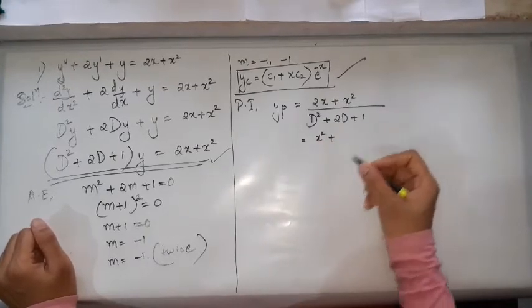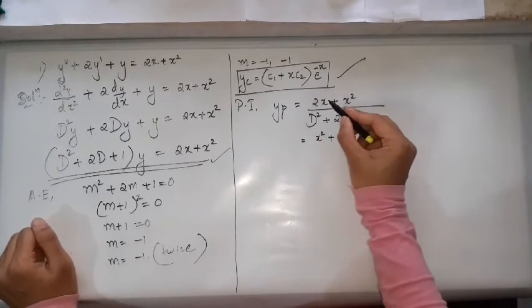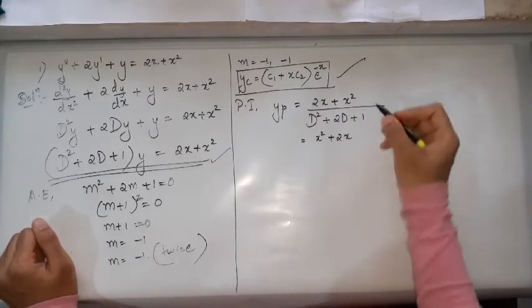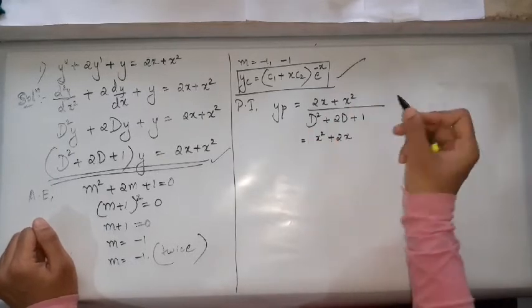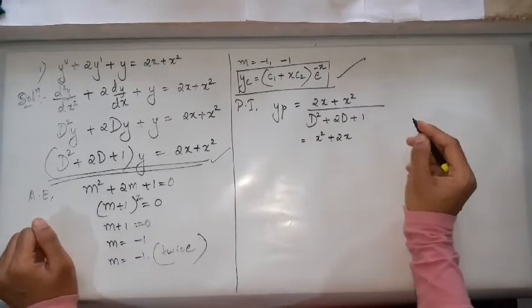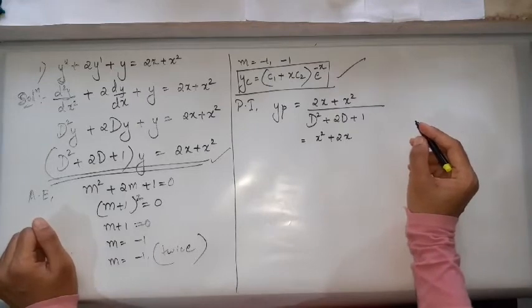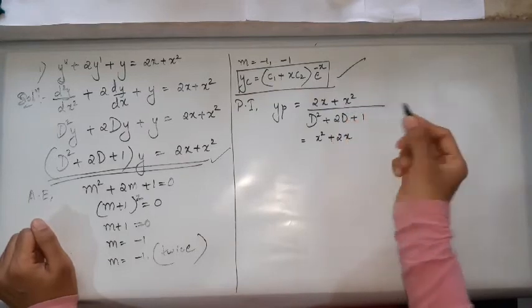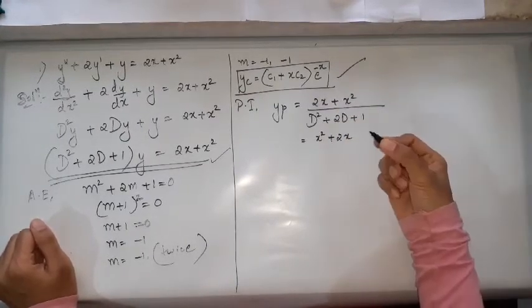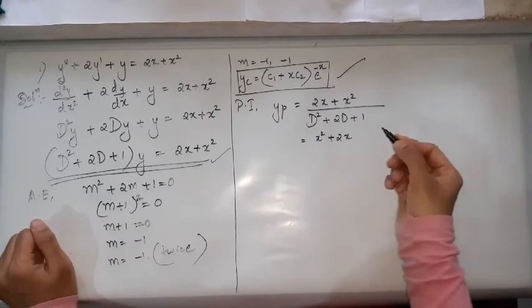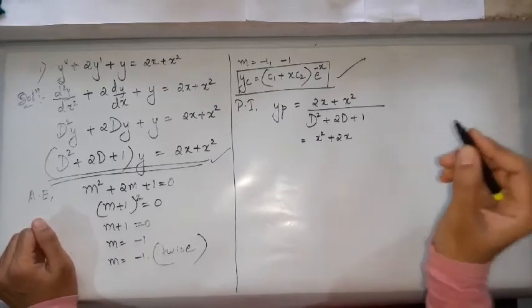Plus, next, the term having x. Yes, there is a term having x, plus 2x, right? So x square plus 2x or 2x plus x square is one and the same. So we are writing this numerator in the descending powers of x. This is your first rule. No matter what is the numerator here, which is a polynomial in x, you are going to rewrite the numerator in the descending powers of x.